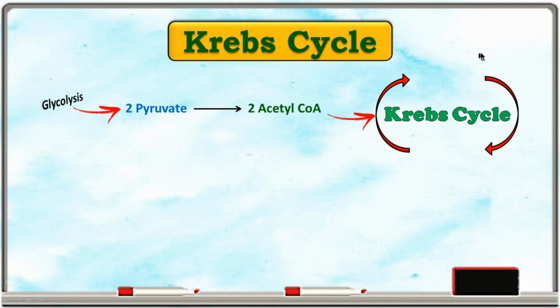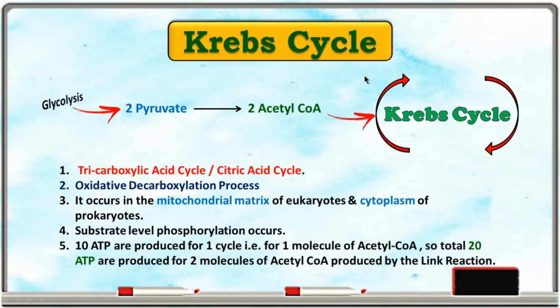Okay, so now we will discuss the Krebs cycle. What is going on in that process? Let's see the important points of this Krebs cycle. First, the Krebs cycle is also known as the tricarboxylic acid cycle or citric acid cycle. Second, the Krebs cycle is an oxidative decarboxylation process, just like the link reaction. That means here also elimination of carbon occurs in the form of CO2. That's why it is known as a decarboxylation process.